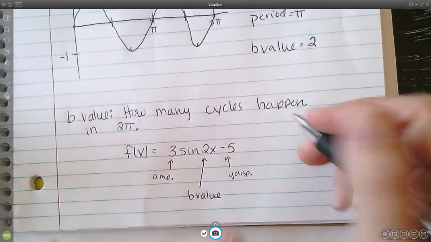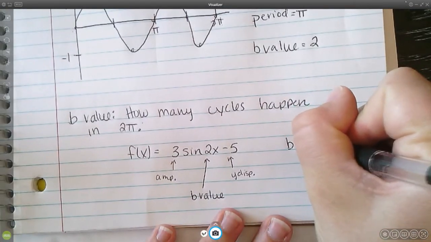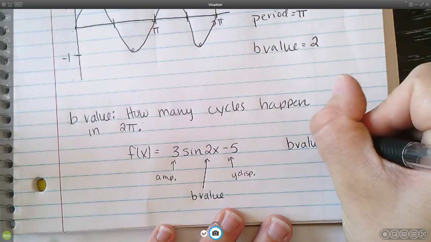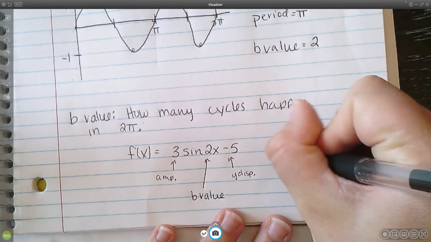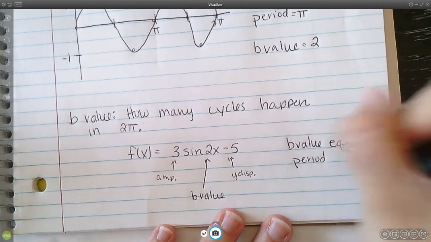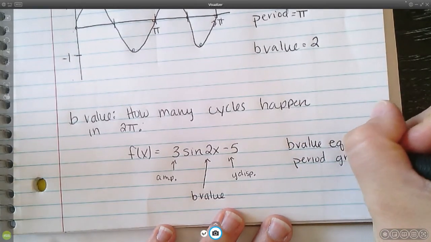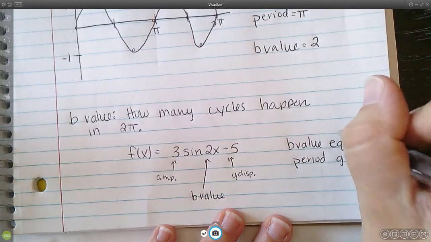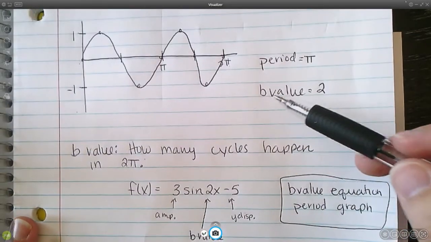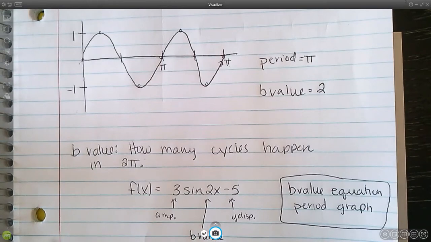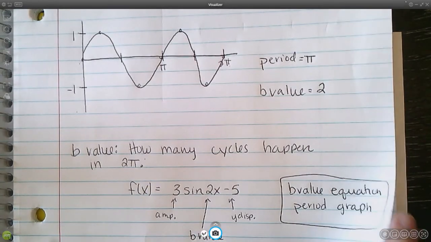I'm going to write this down. So your b value goes with your equation, and the period goes with your graph. So this is kind of important. And your period and the b value, they are not the same thing. That's also another common mistake. So let's just go ahead and look at an example.